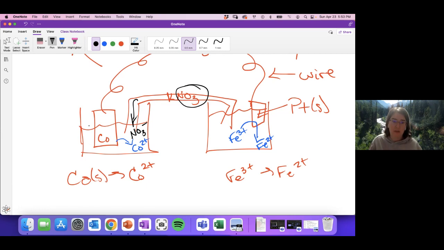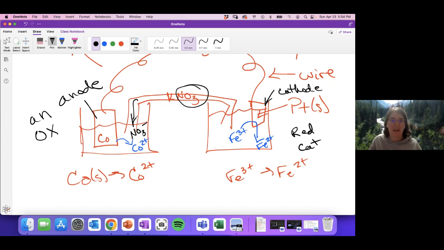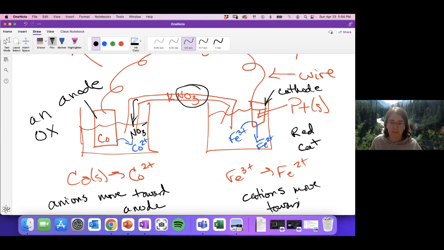So over here, this is oxidation, an ox. So this is also my anode. Over here, therefore, this is my red cat. This is a reduction reaction. My cathode is the piece of platinum because the cathode is the site of reduction. So I have anions move towards the anode, and I'm going to have cations move towards the cathode.